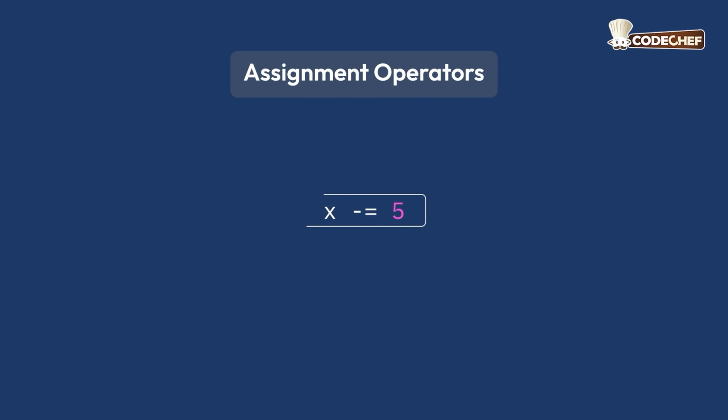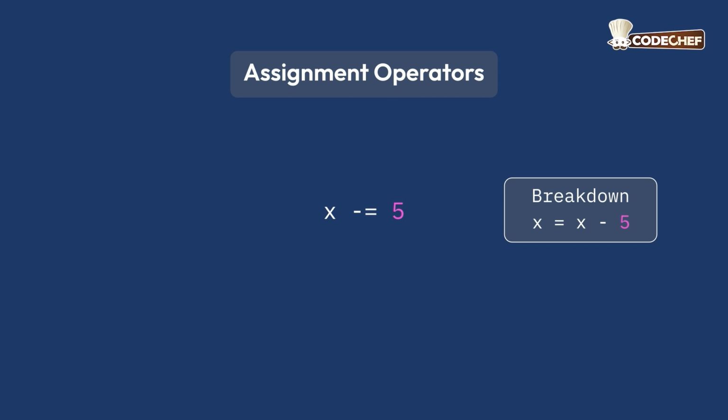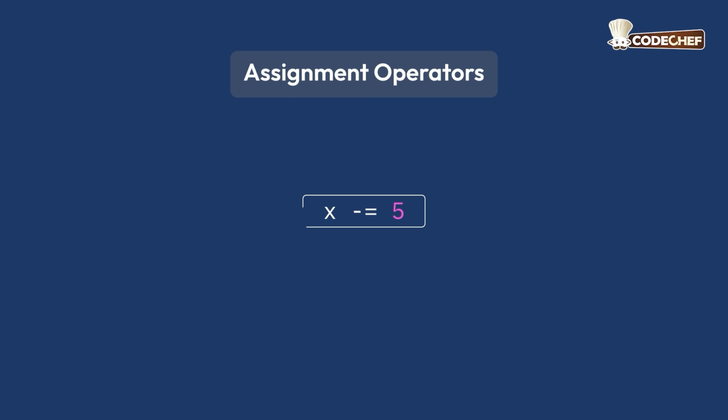For example, x minus equals to 5 subtracts 5 from x and assigns the result back to x. A shorter way of writing x equals to x minus 5 is x minus equals to 5. Similarly, you can perform similar compound assignment operators on multiplication, division, and modulo operation as well.